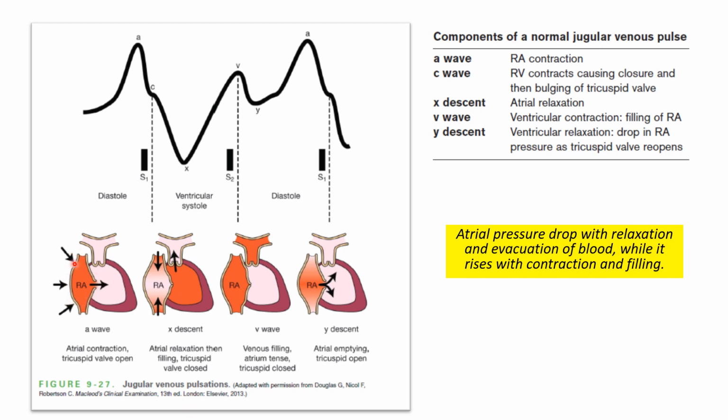What's happening in the right atrium pressure during the cardiac cycle? Before we start, we have to know that the pressure in the right atrium, which is reflected in the neck veins, will increase either with contraction of the right atrium or because of venous return. So more blood will cause more pressure, or contraction will cause more pressure. On the opposite side, if blood is evacuated from the right atrium, pressure will drop, and if the right atrium is relaxing, pressure also will drop.